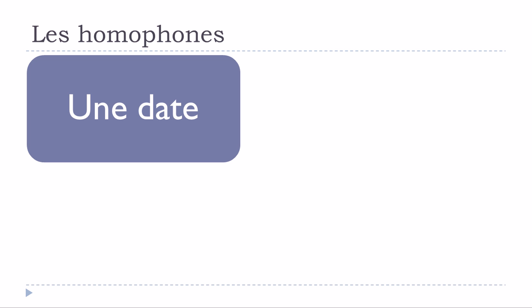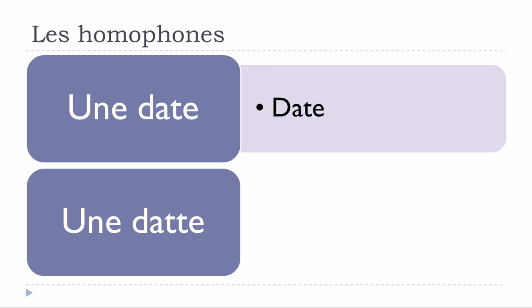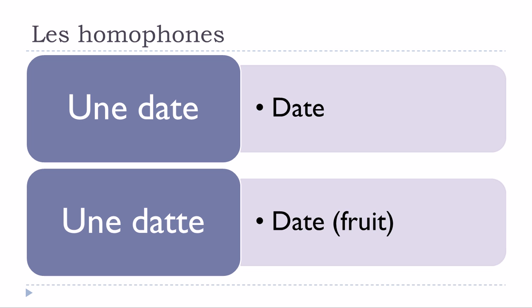Une date. So it's quite interesting because in English it's written the same way. Okay, so in that case we're talking about the fruit. So une date. Okay, and here une date. So 31 janvier, for instance. Une date.